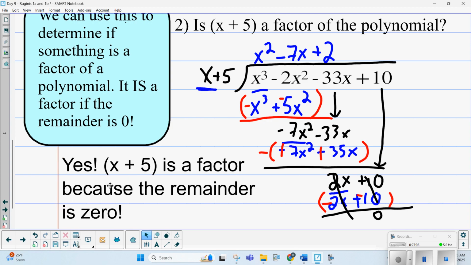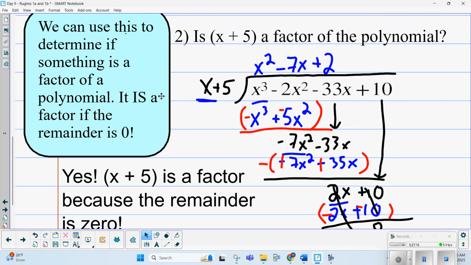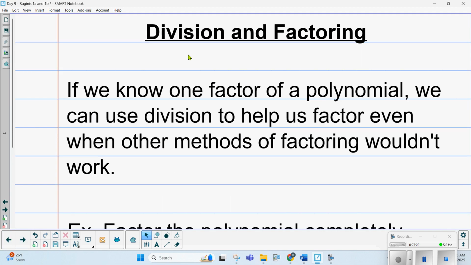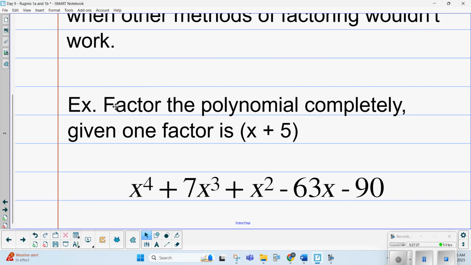All right, nice. We got one more thing to look at, and then you'll be free to go try it on your own. And that is, how do we actually now use this information to help us factor? So last thing we're going to do is look at how division helps us with factoring. Basically, the main idea is if we know one factor of a polynomial, we can use division to help us factor, even when our other methods wouldn't work. So let's look at what I mean with that. And if you don't write this sentence, that's fine. But let's get this example.